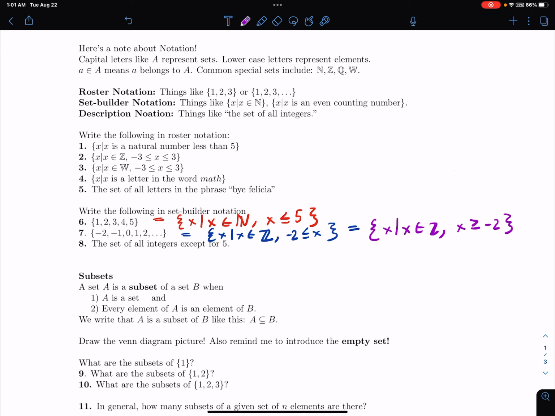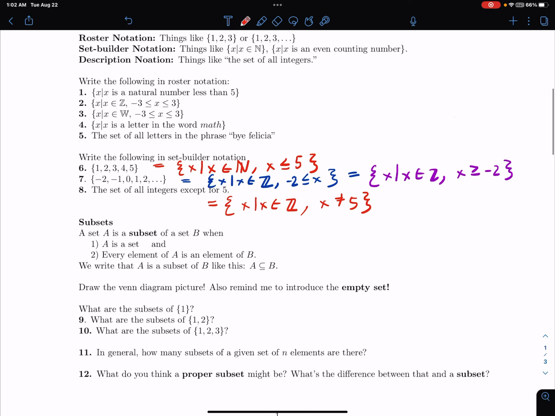Okay. Now on to number 8. We're back at red. So the set of all integers except for 5. This time we're starting from description notation, and we're writing it as set builder notation. So x such that x is an integer, but it's not equal to 5. Everything except for 5. Yeah, that's a nice clean way of writing that set without having to make a list.